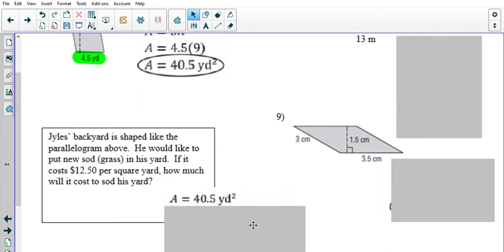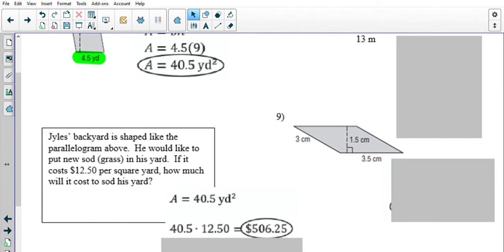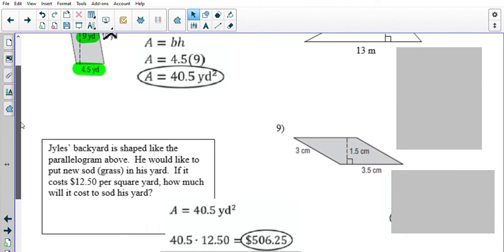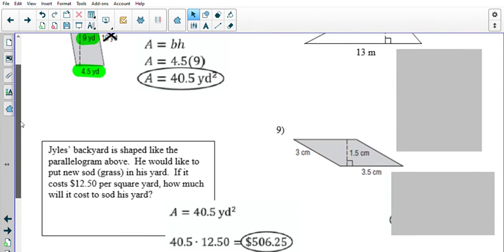If you're thinking, well, we have to multiply the 40.5 times 12.50, you're correct. So take 40.5 times 12.50, you will get $506.25. So pretty expensive, although putting new grass in your yard is pretty pricey. So a little bit of an application problem there. We'll continue to see those in a little bit. We're going to see a fertilizer question in a few moments. Keeping on that track of grass problems, right?